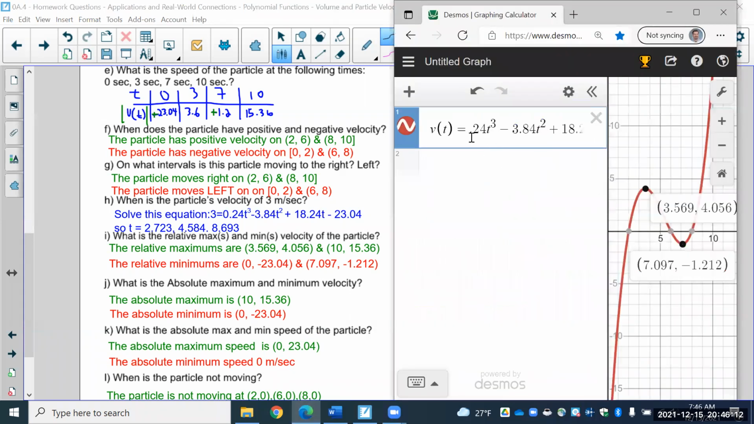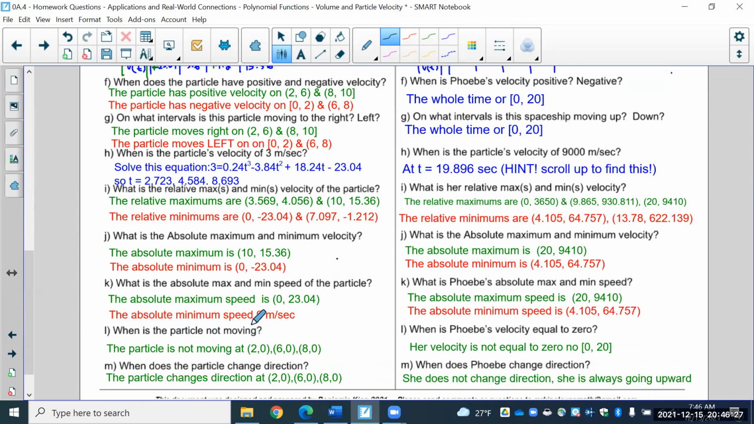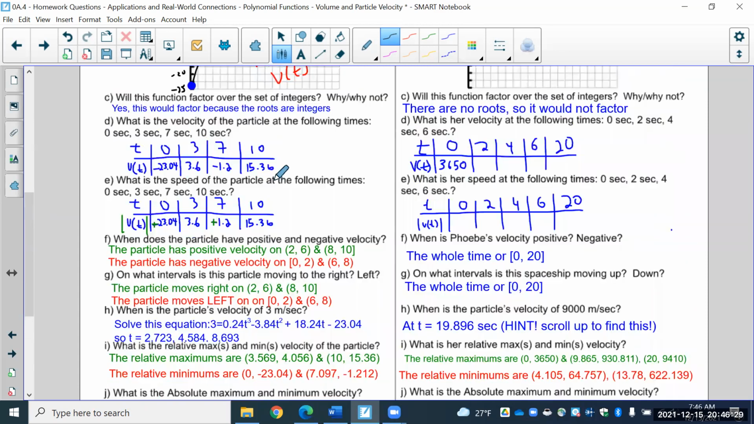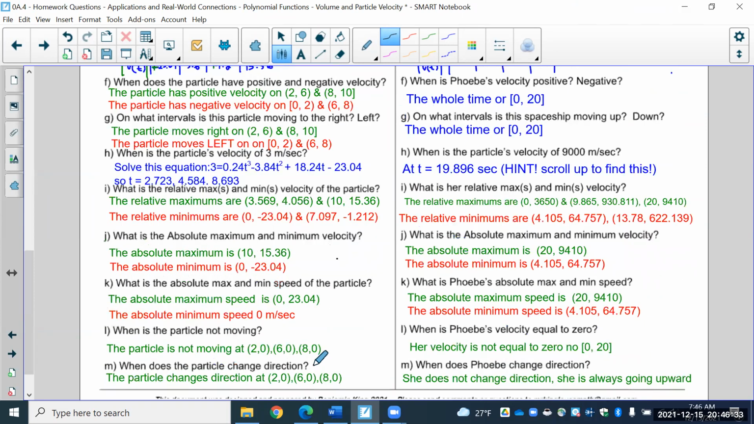To remind you what that looks like, all you would do is just put an absolute value sign here and watch what happens when you do that. If I put an absolute value, so look, here's the original, here's the absolute value. What's the smallest thing you see? Only zeros. All right, when is the particle not moving? That's the same thing as the roots, right? So the particle is not moving at the roots. And when does the particle change direction? Same thing at the roots.